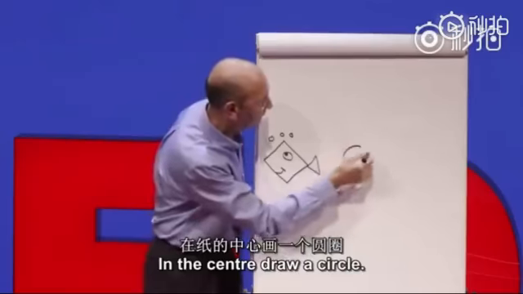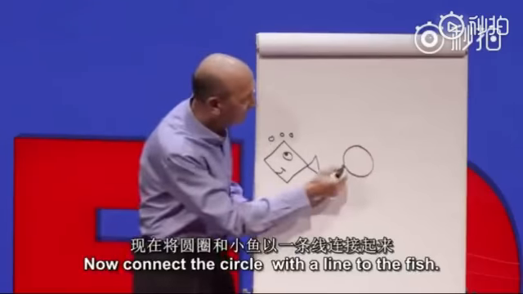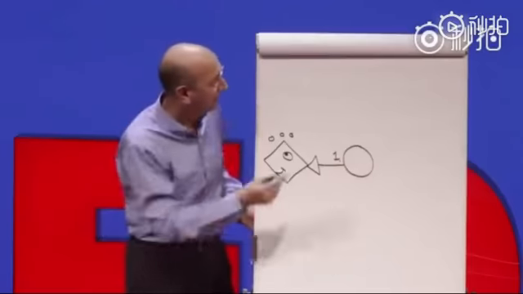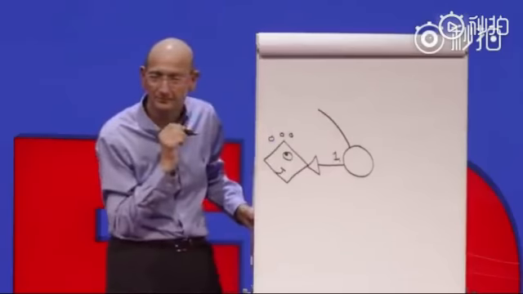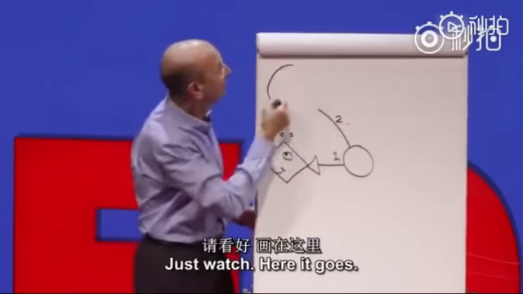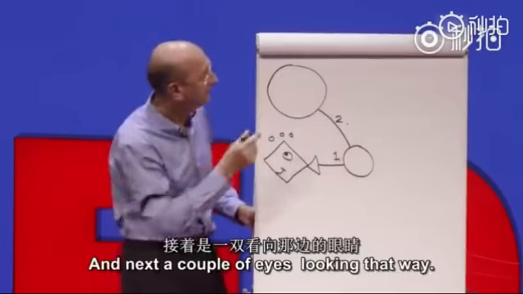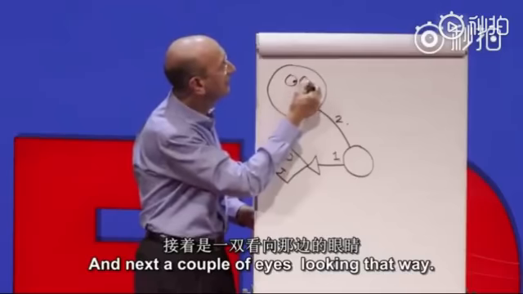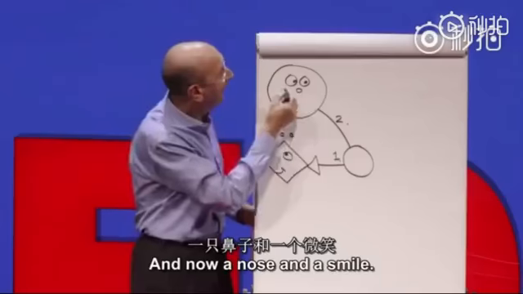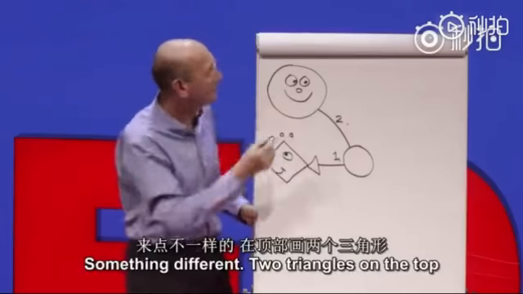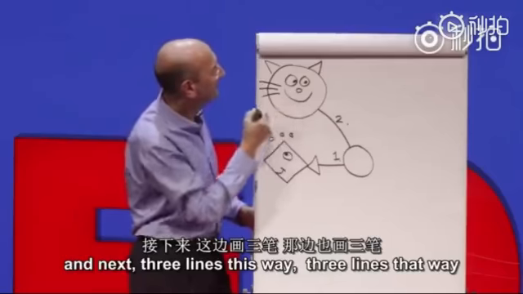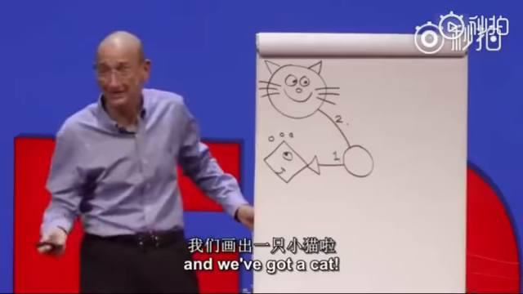In the center, draw a circle. Now, connect the circle with a line to the fish. We'll call that number 1. Now, draw a line up here. We'll call that number 2. We're going to do a circle again. Just watch. Here it goes. And next, a couple of eyes looking that way. And now, a nose and a smile. Something different. 2 triangles on the top. And next, 3 lines this way, 3 lines that way. And we've got a cat.